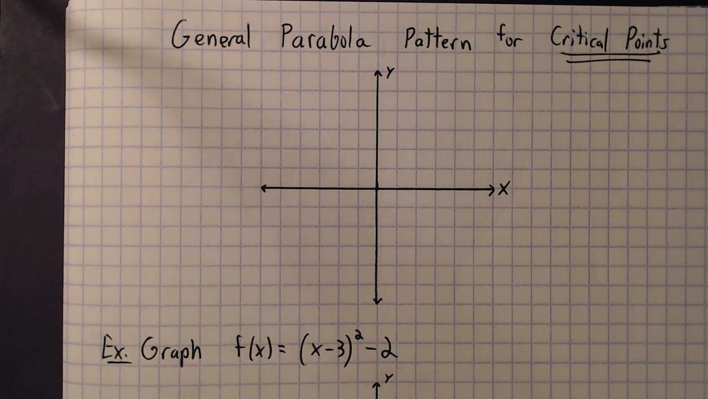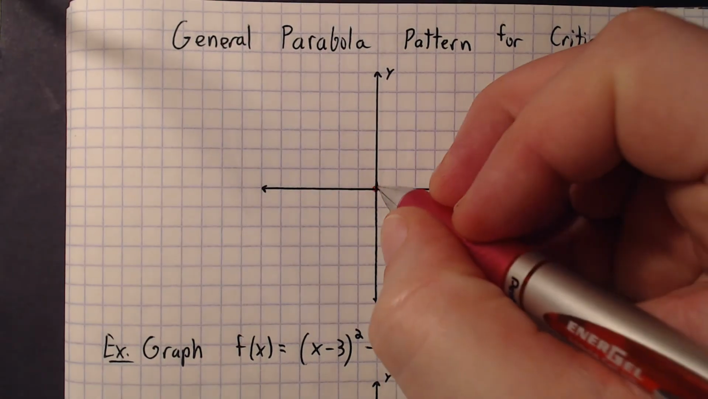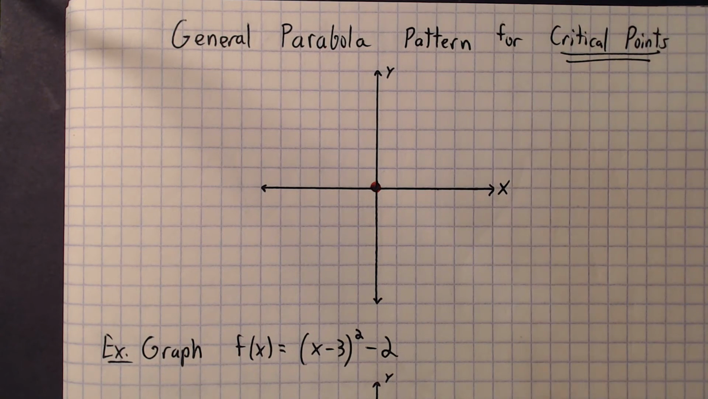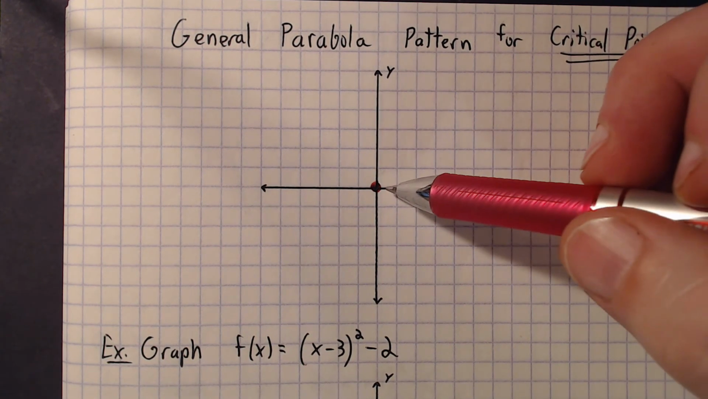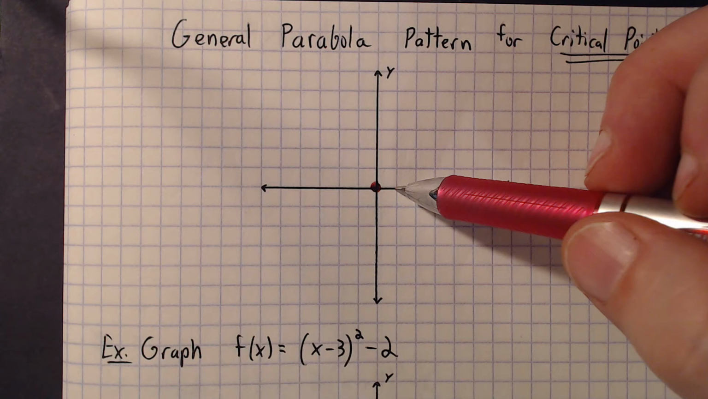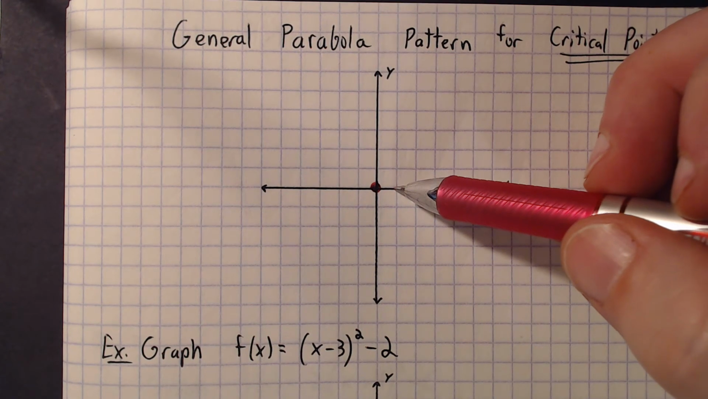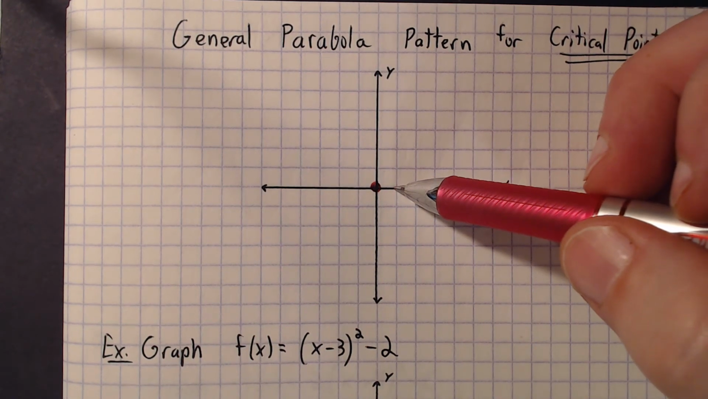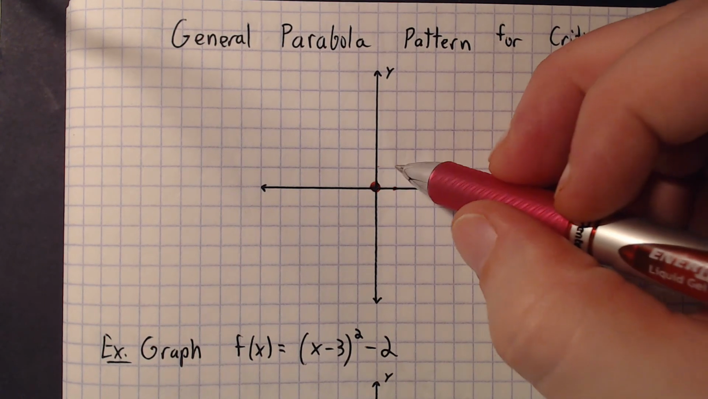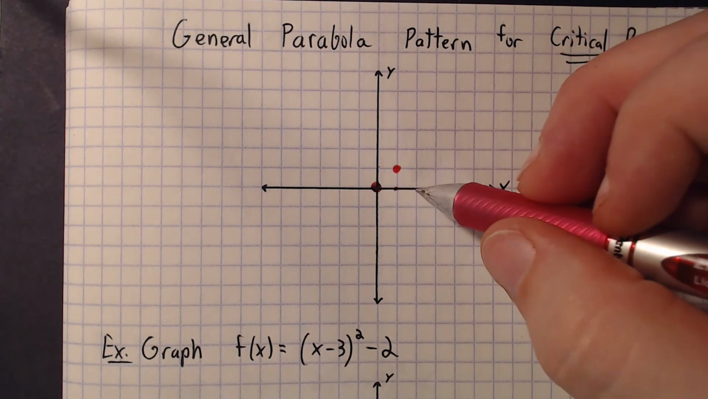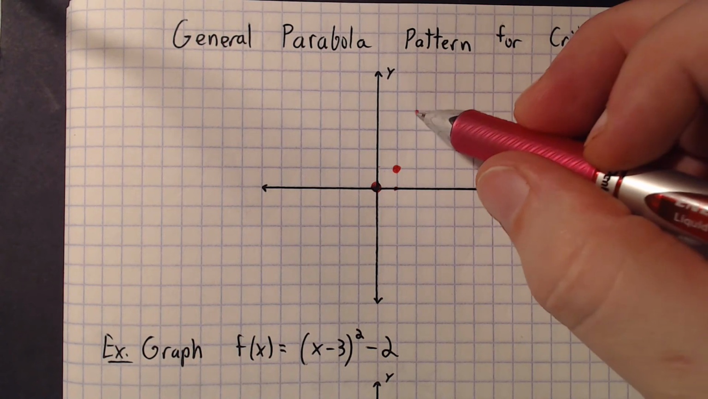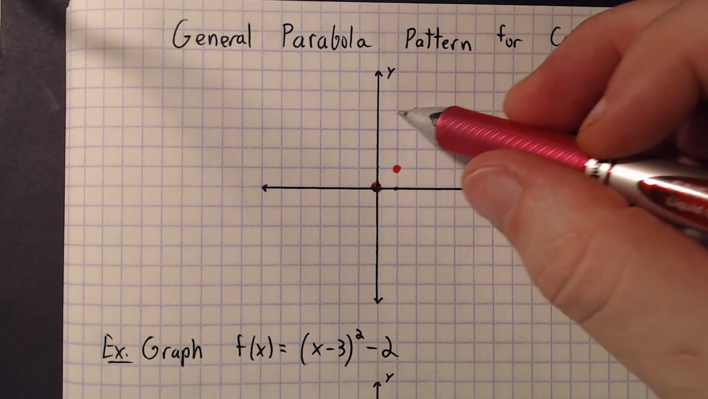Real quick before we do that though, let's take a few seconds to point out some general parabola patterns, which we'd call critical points. For a parabola, we're focusing mostly on the vertex. From the vertex, if we were to take the number 1 and plug it into a function squared, plug 1 in, we get 1 out. So we notice that we're going up 1 and over 1. If we plug in 2, we get 4 out. We're going up 3 and over 1.